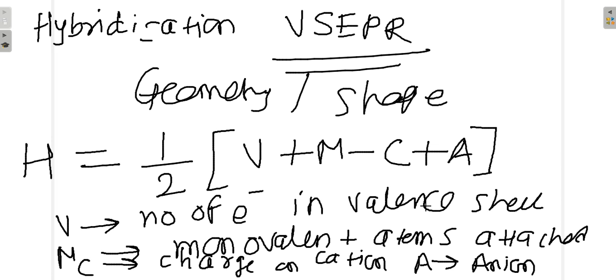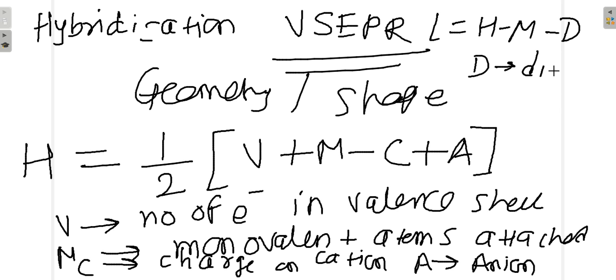Now in some cases there will be number of lone pairs. So number of lone pairs will be determined by the formula H minus M minus D, where H is this index of hybridization, M is the number of monovalent atoms, and D stands for divalent atoms.